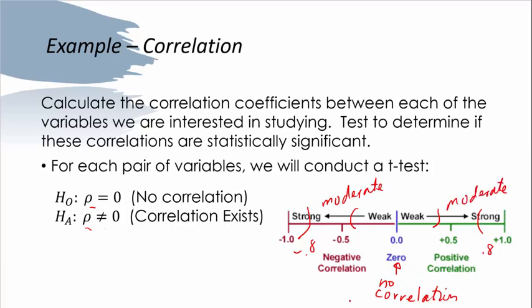Now, this is how we categorize this in business. In other disciplines, you may find the categorization different. For example, in the field of psychology, humans are much less predictable than our business phenomenon. So you may find them adjust the standards here on what it means to be weak, moderate, and strong.